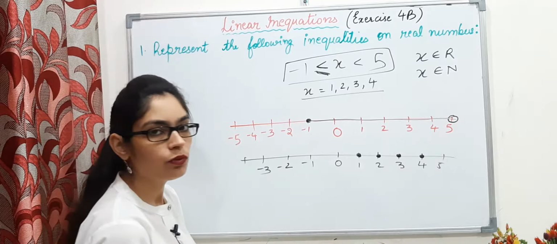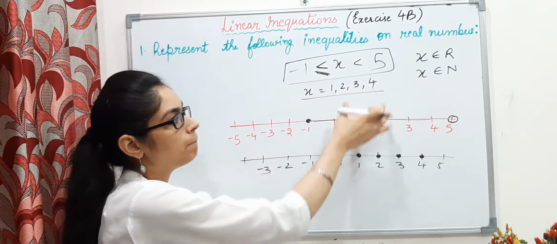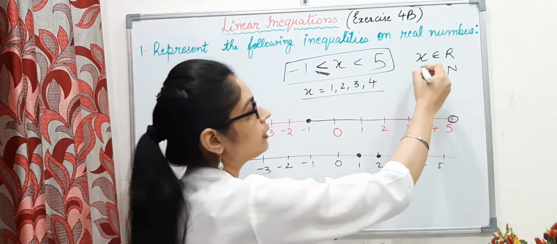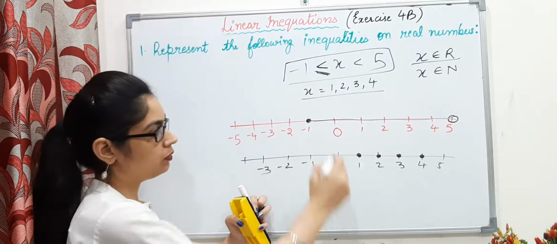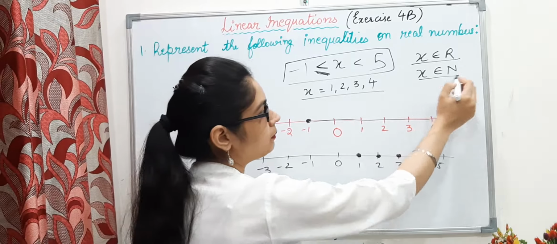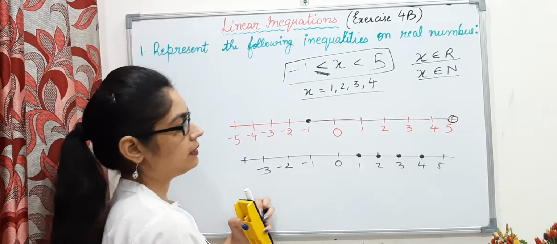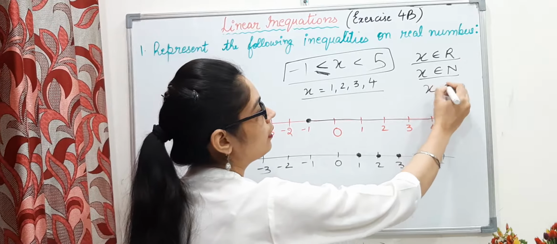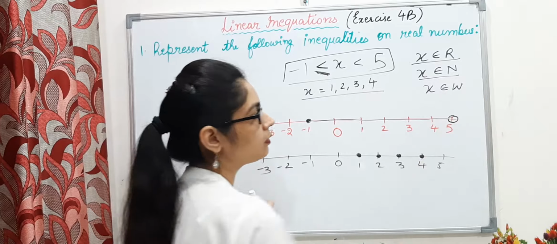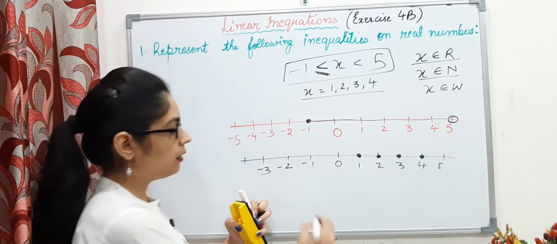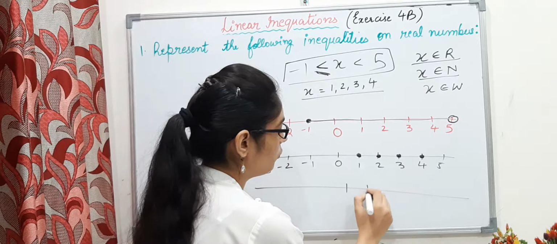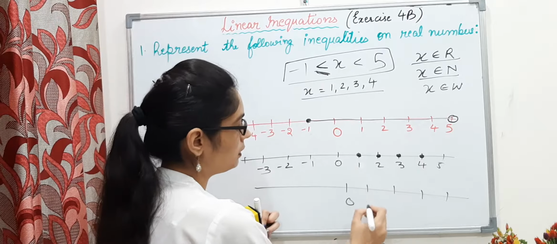If I have to mark, see the solution is the same, but the replacement set is different. Here the replacement set is of real numbers, so the number line is this. Here the replacement set is of natural numbers, so the number line is this. If I say the replacement set is of whole numbers, then the number line will be from whole numbers. 0 will also be included.